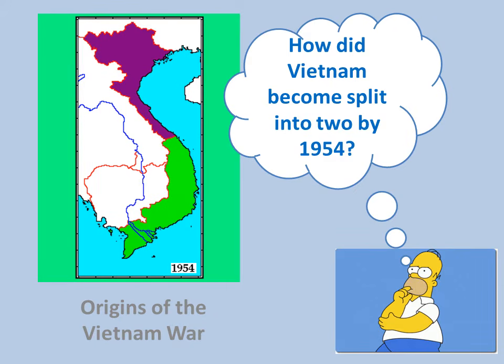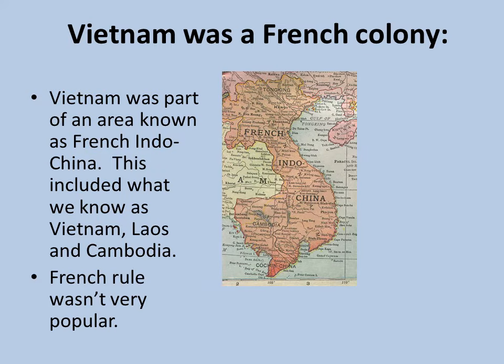How did Vietnam become split into two by 1954? This is a short presentation explaining an important context behind the origins of the Vietnam War. The first thing to be aware of is that for many years Vietnam was a French colony, since 1887.